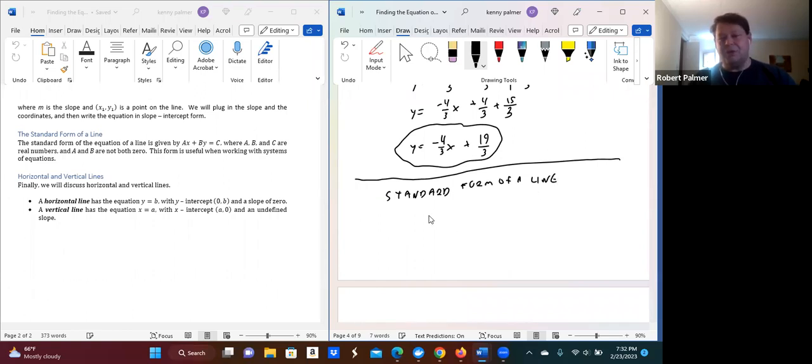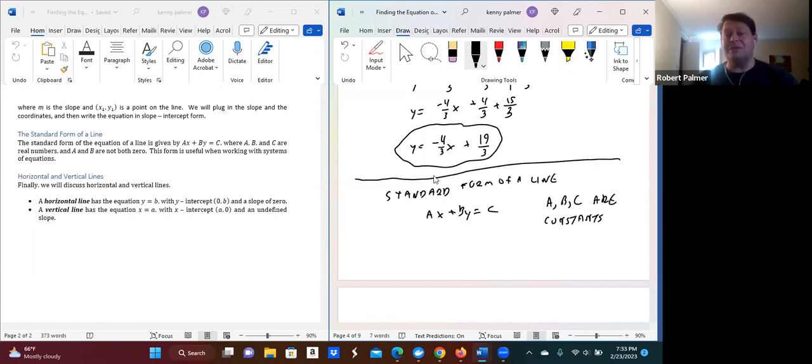Okay. In general, standard form looks like this: Ax plus By is equal to C, where A, B, and C are constants. Now, I also mentioned that A and B are both not 0. And also, typically, that's not necessarily a strict rule, A is often positive. So if it's not positive, you just multiply everything by negative 1 to make it positive.